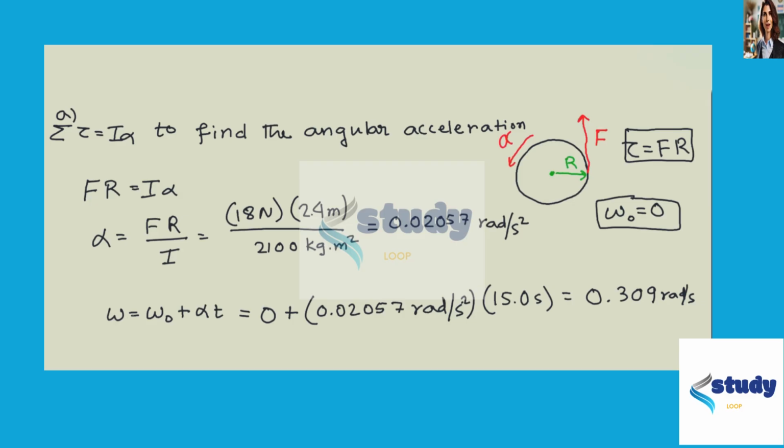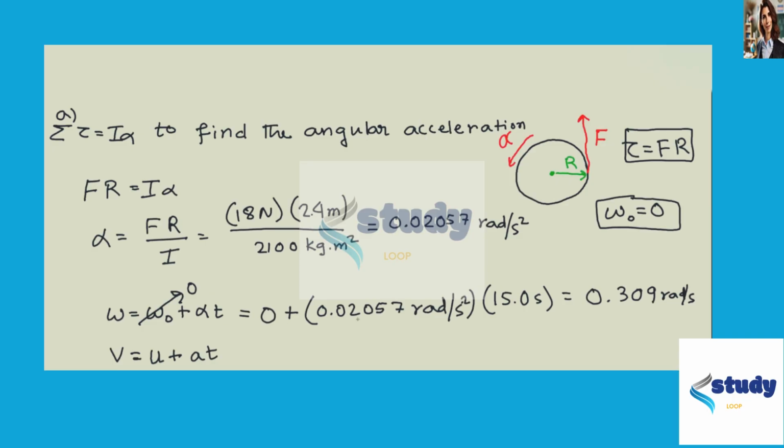Now to figure out omega, as we mentioned the initial angular speed is 0, so we set this equal to 0. So we'll have omega equals alpha times t. Again, this is equivalent to linear motion, where we say v, the final velocity, is equal to u, the initial velocity, plus a times t, where a is the linear acceleration and t is the time. This is the linear equivalent of this angular equation.